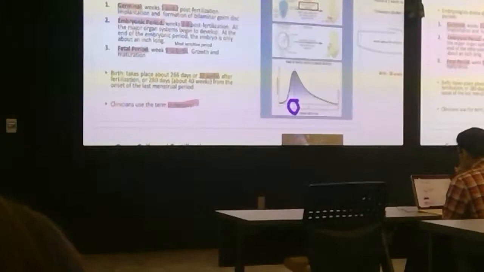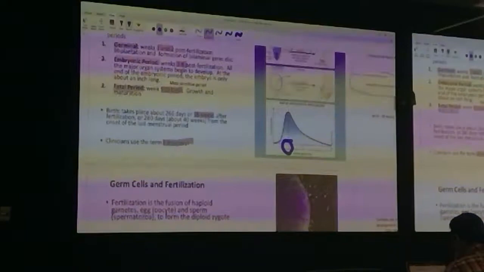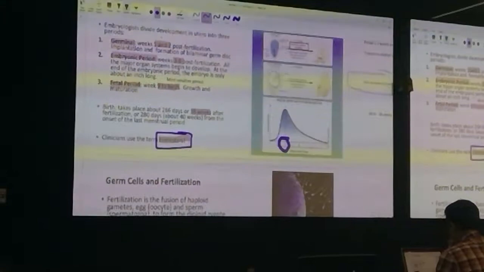I'll just know that if she wants you to calculate the age of the fetus and she gives you the mother's last menstrual period, you just add 2 weeks. And then for clinical trimesters, instead of these weeks, it's just divided equally into thirds.